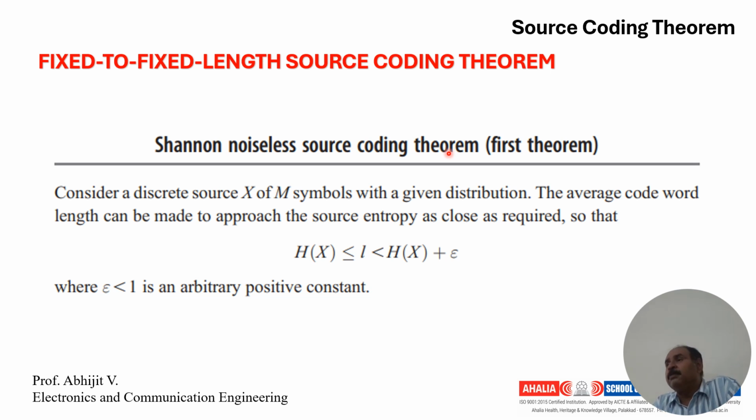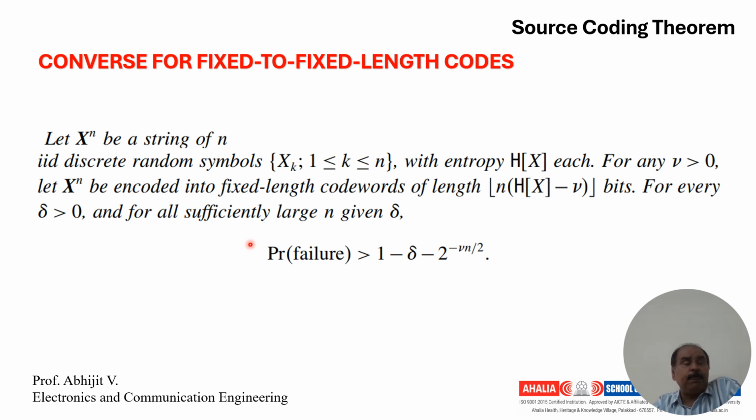So we'll study the converse of the first theorem also. Converse for this particular theorem for fixed to fixed length codes. If X^n is a string of n identically independent discrete random symbols, where X_k, with k between 1 and n, has entropy H(X) for each.